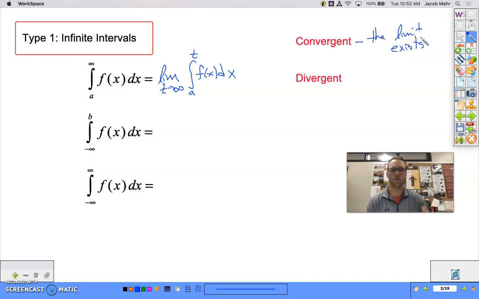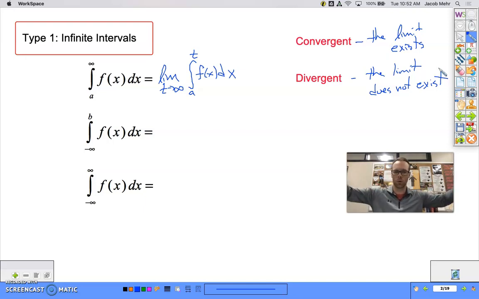Okay? The last one was convergent. That limit exists. We did get an area of 1. The limit was equal to 1. However, is that going to happen for every function? No, not every function is going to converge and have that limit actually equal something. If that's the case, we call it divergent. The limit does not exist. It doesn't approach anything. That area just keeps continuing to grow and grow and grow.